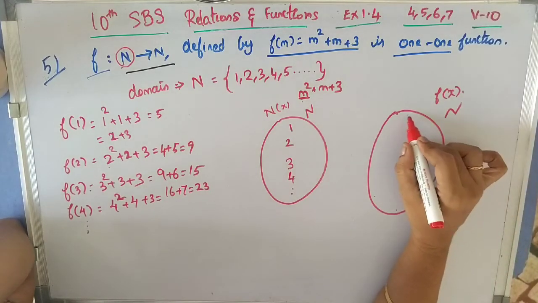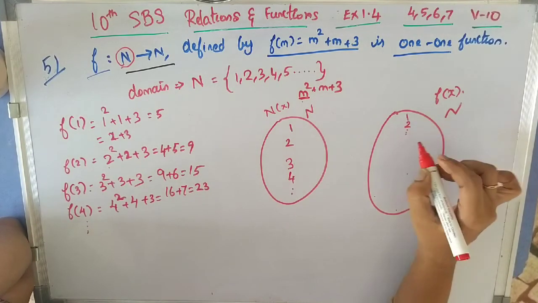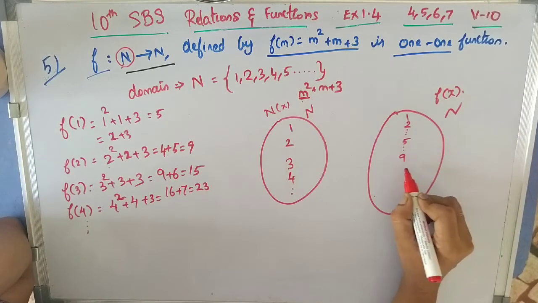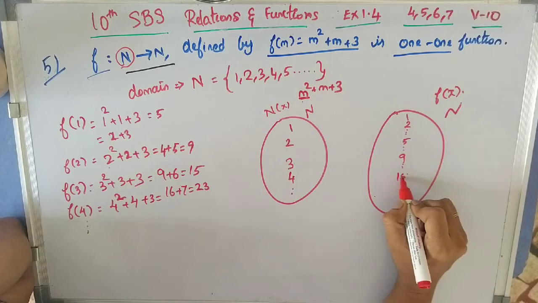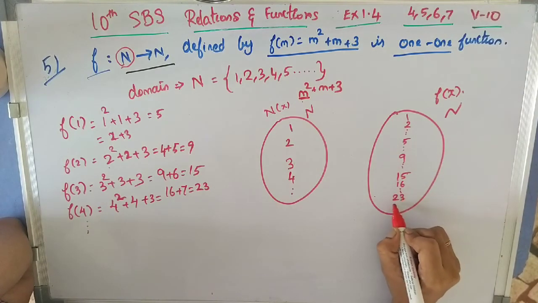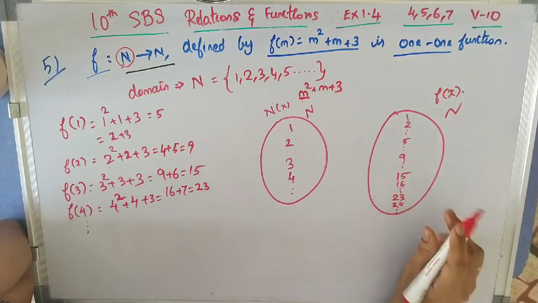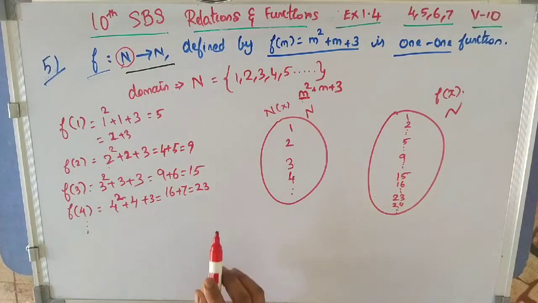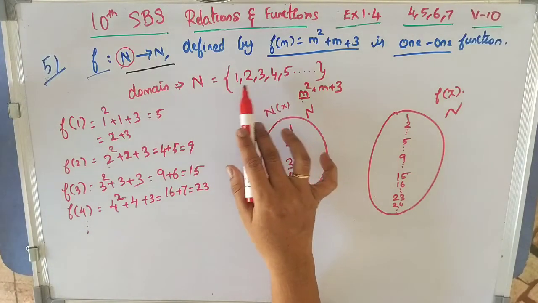Now what is f of x? It is also a natural number. So I am writing 1, 2, 3 and goes on till 5. Then I am writing 9, 15, 16, 23, 24 and it goes on. I am writing particularly these numbers because they are the images of the domain elements. Okay? Now we are going to draw the arrow diagram.